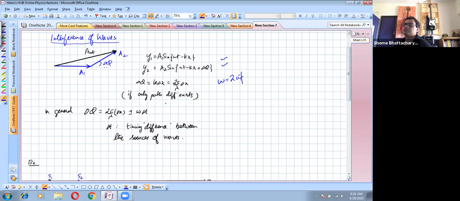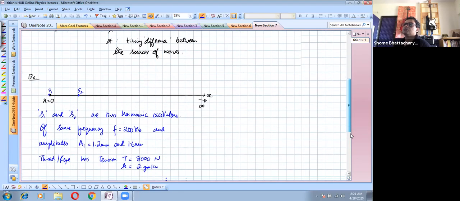If there is only path difference, that means the two sources which are creating the waves are synchronized, whereas it can also depend on path difference as well as time difference. If there's a timing difference between the two sources, that means the two sources are not oscillating in synchronization. So let's understand what we mean by that. So this is the problem to relate to that.